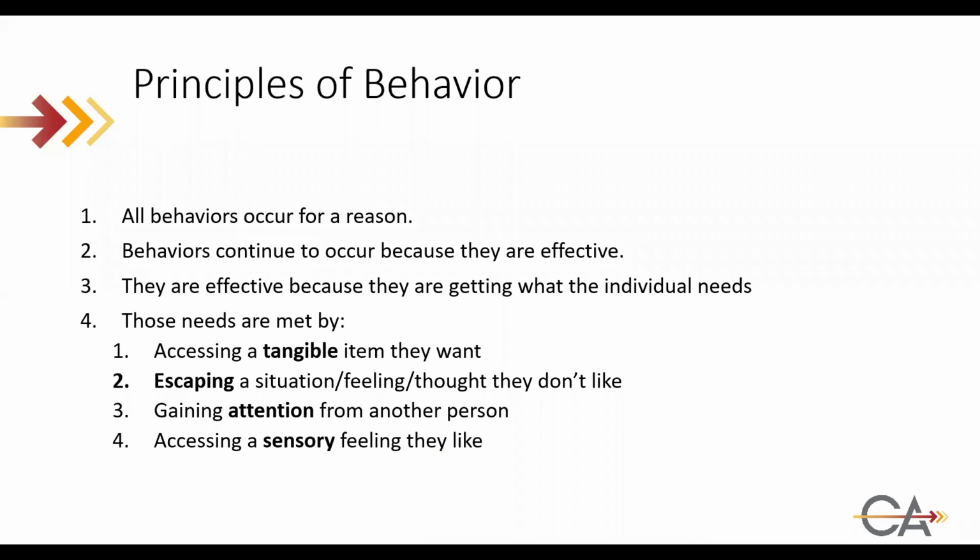Those needs are met by accessing a tangible item they want, something physical that they can hold or have; escaping a situation, a feeling, or a thought they don't like; gaining attention from another person; or accessing a sensory feeling that they like. All behavior is governed by these 4 things. When we're looking at behavior, we're trying to assess which one of these 4 things, or which combination of them, that individual needs. And when we try to build new behaviors, which we'll talk about in other presentations, we want to make sure they meet the exact same function, the exact same needs.